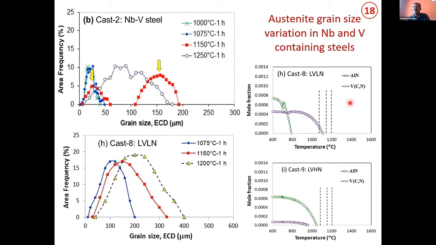This is because, as I showed, vanadium does not segregate that much. So whatever happens, it happens uniformly. If it remains, it remains. If it dissolves, it's the same everywhere. That's why these elements do not contribute much to grain size variation at soaking temperature.